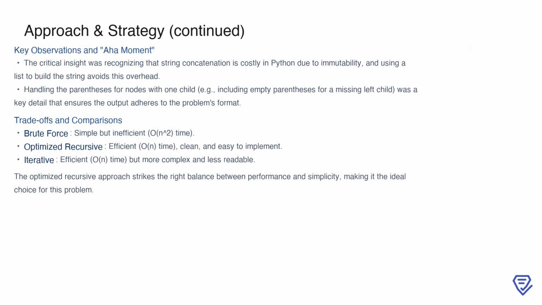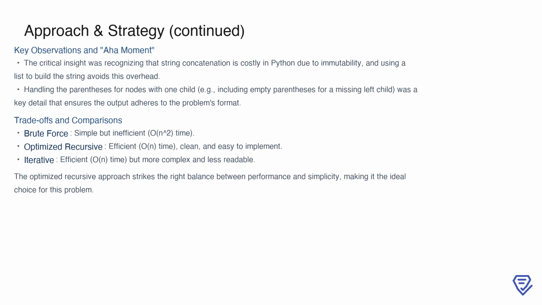The breakthrough insight in this problem was recognizing the performance cost of string concatenation in Python and finding a way to mitigate it. Using a list to build the string incrementally avoids the inefficiency of repeatedly creating new string objects. Another key detail was handling nodes with only one child. Ensuring that the output includes empty parentheses for a missing left child while omitting them for a missing right child was essential to comply with the problem's requirements.